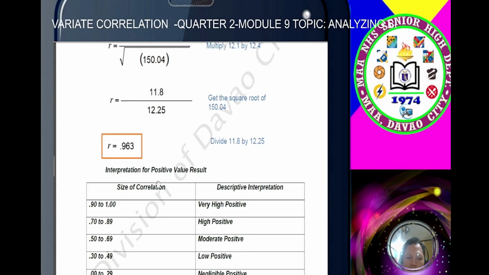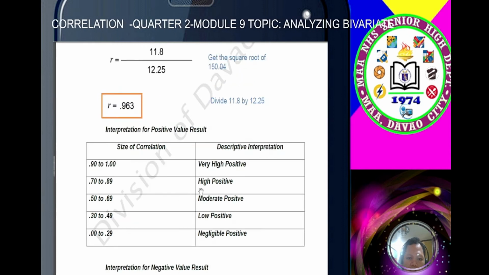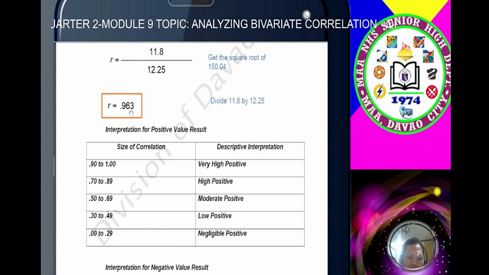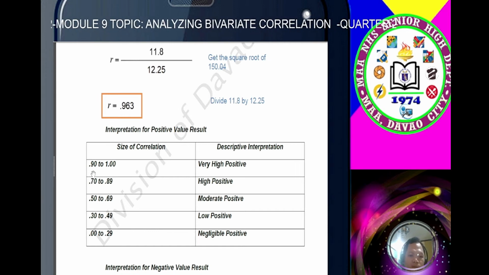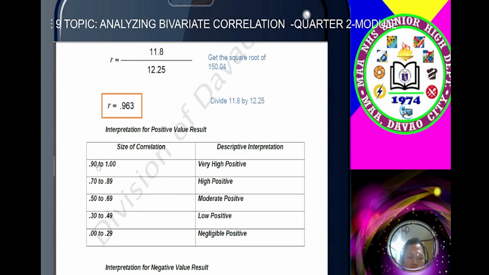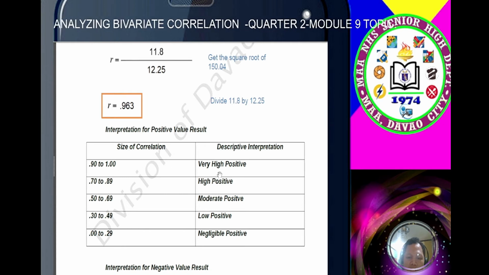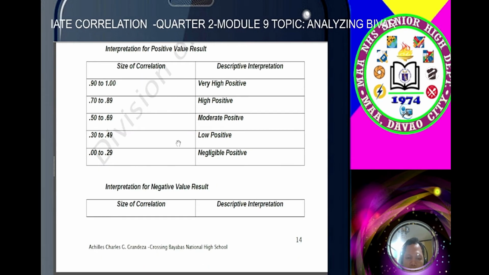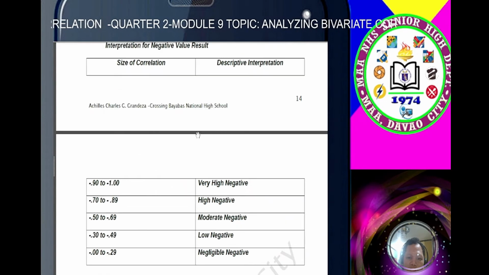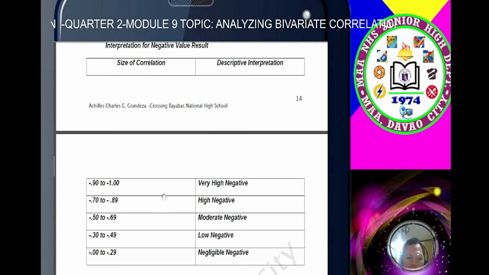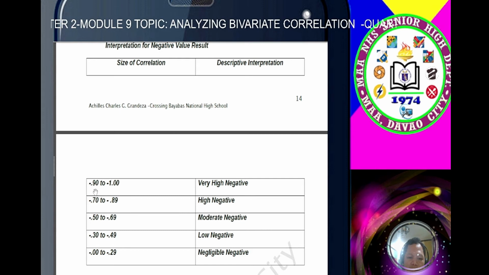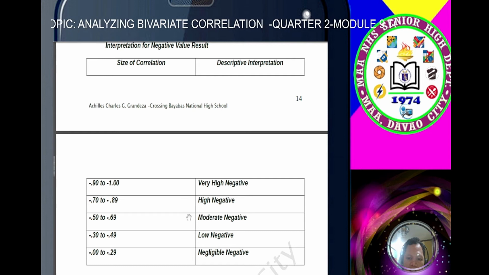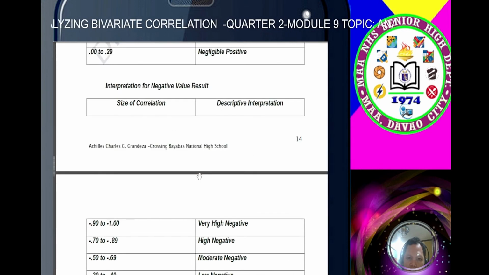Then we'll interpret the result. Over here is the table. The result is positive. Here's the interpretation: 0.963 is located in this portion, so you can see it is a very high positive correlation. If it is negative, it is the same. Just look at this table: very high negative is 0.90 to negative 1, 0.70 to 0.89 is high negative, and so on. So just get the table.